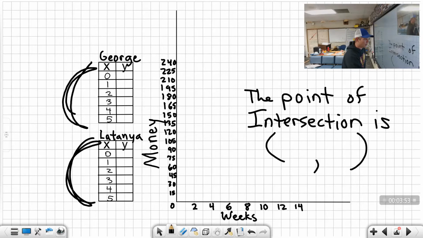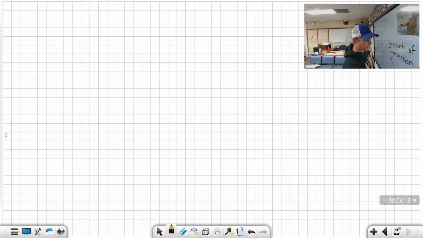What is the x coordinate? That's the x, and then the y. Okay? You need to tell me, where do these two lines cross? You can also see that over here in the table. Where do the two lines cross? You need to write that sentence now. Pause the video if necessary. Okay, you have your point of intersection.